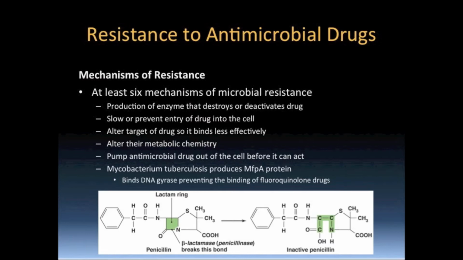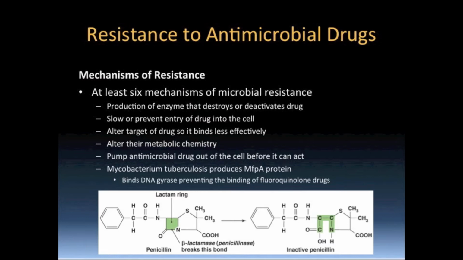Beta-lactamases, also known as penicillinases, act to break down the beta-lactam component of penicillin drugs, making them inactive. The genes for producing beta-lactamases are often located on R plasmids that can easily be shared by horizontal gene transfer.